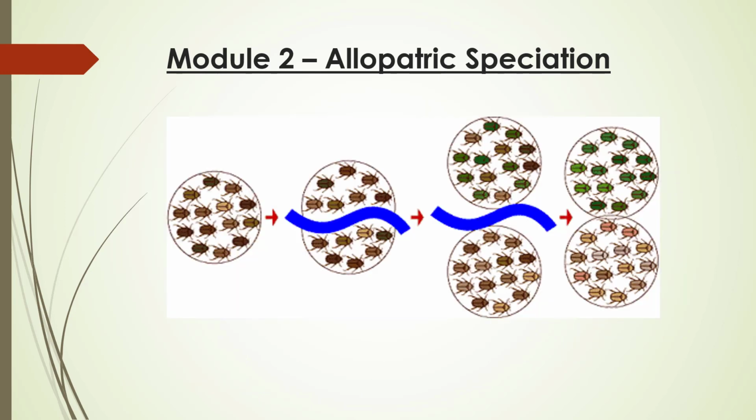So here's an example. You have one bug population. It gets split in half by some sort of barrier. A random mutation up here for green pops up. It ends up being a good mutation that helps that organism survive. So then eventually you have two new species, the green beetle and the brown beetle, when they both had common ancestors.